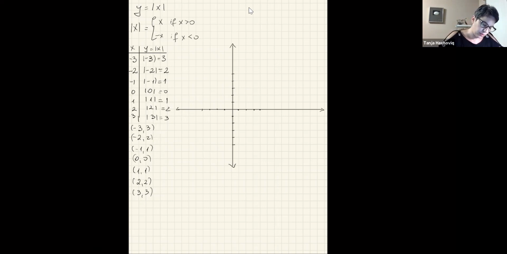would be this point here. Minus 2, 2 would be this point here. Minus 1, 1 would be this point here. Let me just draw the perpendiculars for clarity. 0, 0 is this point here. 1, 1 is this point here. 2, 2 is this point here. 3, 3 is this point here. That's more than enough. This suggests rather a straight line, like a V shape.